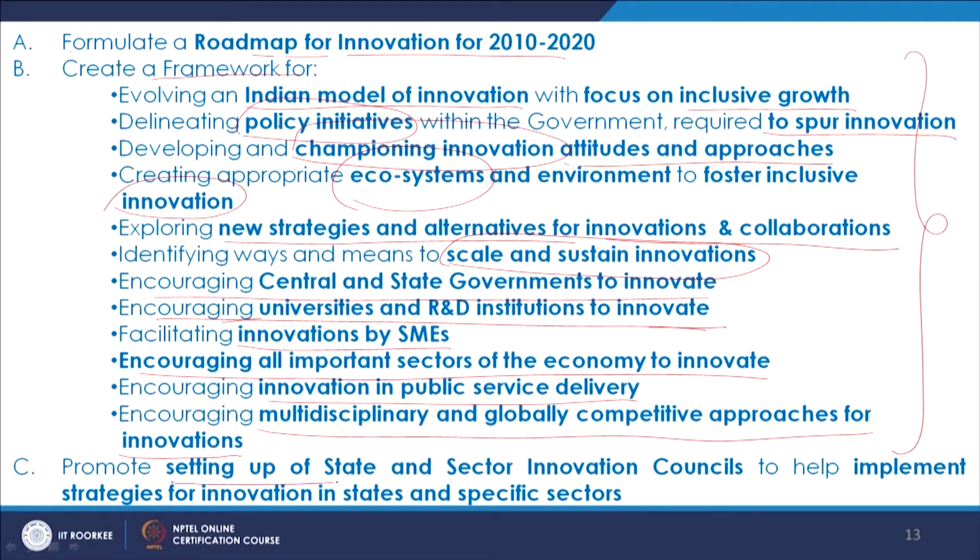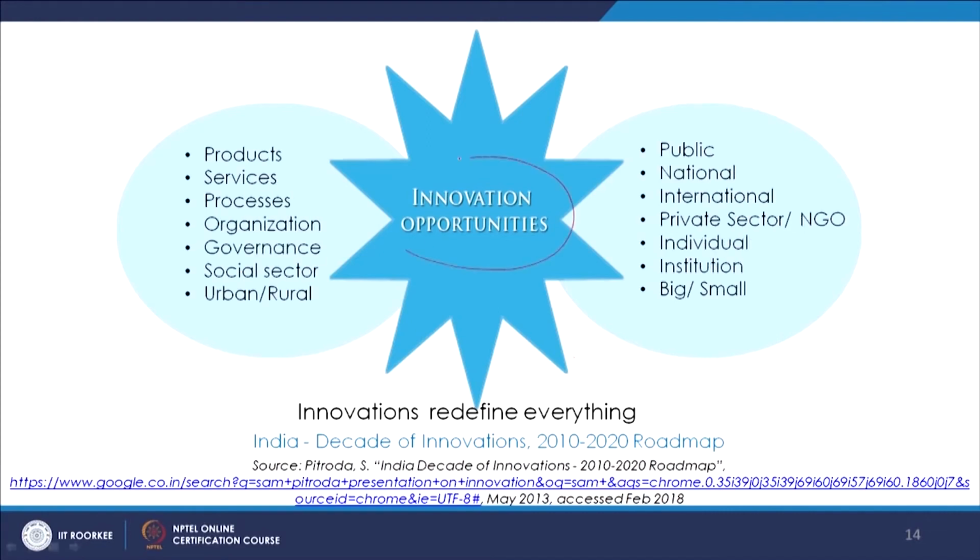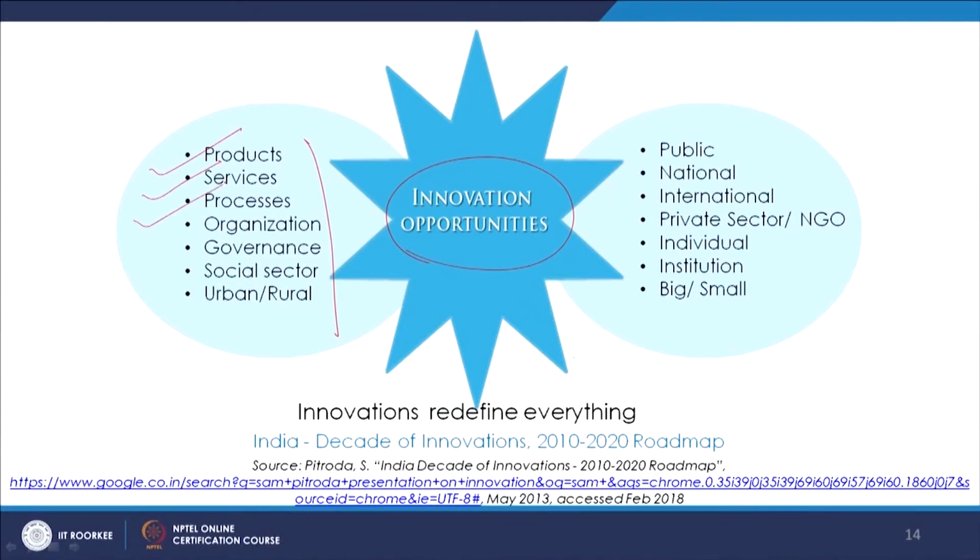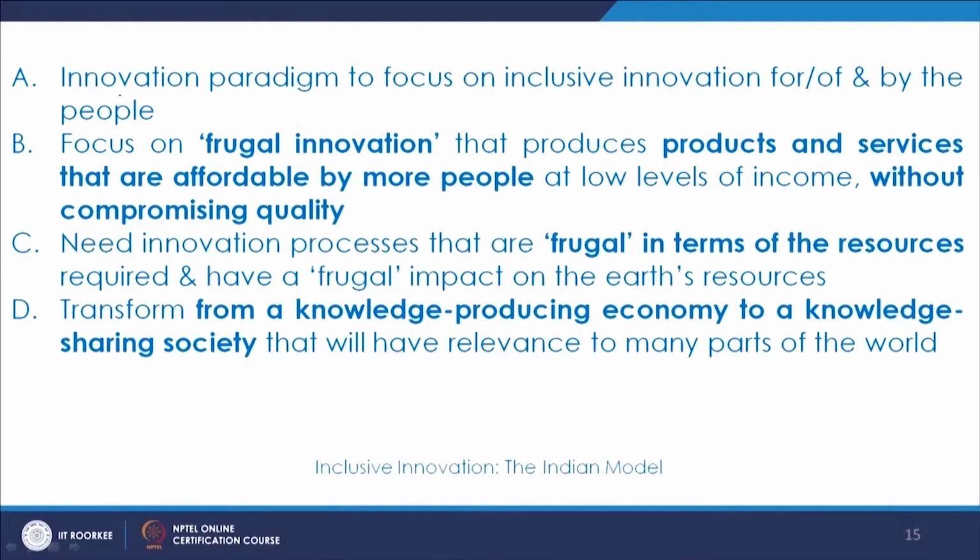And they also focus on setting up state and sector innovation councils to help implement strategies for innovation in states and specific sectors. So this council does all these important things and it discusses the importance of innovation in our country. Now again, some of the important opportunities for innovation have been highlighted by the council, and they can happen at different levels: product, services, processes, organizational level, governance, social sector, urban or rural. And it could again involve different sectors and organizations, public, national, international, private, individual, institution, whether big or small. Their hand in hand working creates a lot of opportunities for innovation at different scales. The innovation paradigm is to focus on inclusive innovation for, of and by the people.